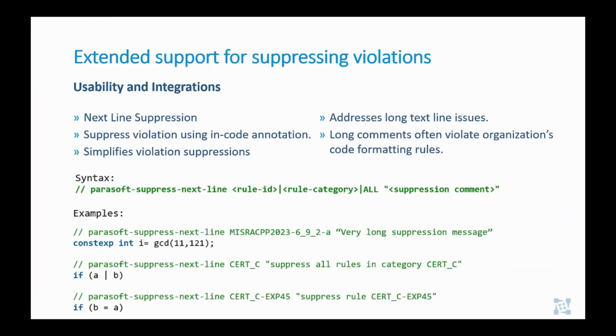Many customers also requested the following enhancement. We call it the next line suppression. This feature simplifies suppressing static analysis violations in the code, but within a single line and just above the line of code that produces the violation. This was requested because in some cases, we produce suppression statements that exceeded an organization's coding standard. I put the expected syntax at the bottom of the slide, and also there are a few example scenarios that follow it.